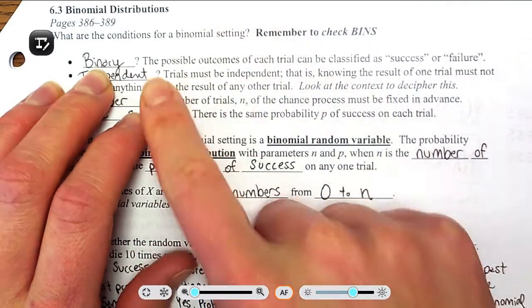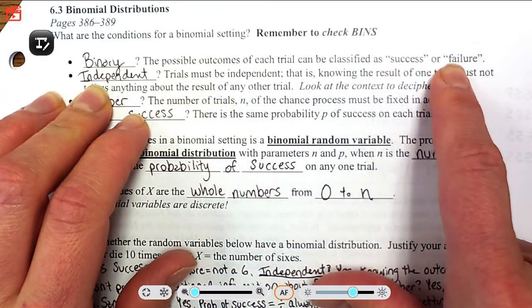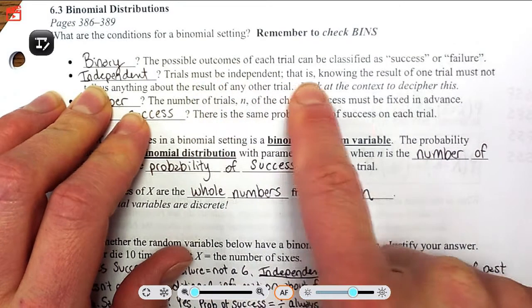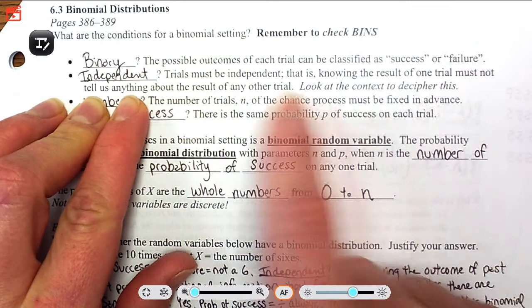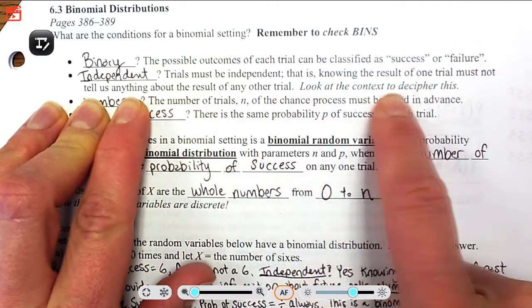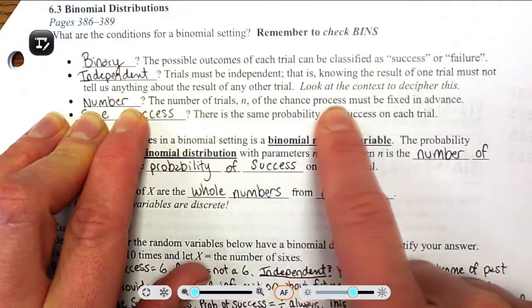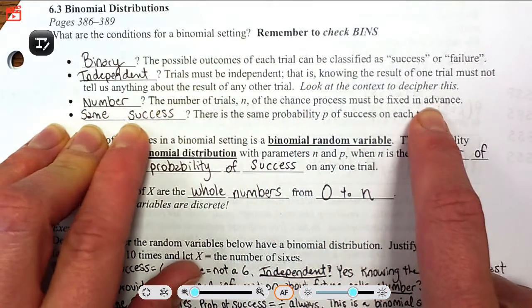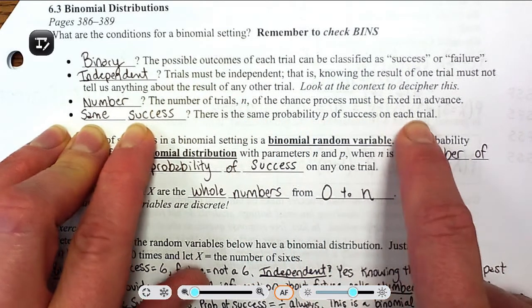So binary: the possible outcomes of each trial can be classified as success or failure. Independent: trials must be independent. That is, knowing the results of one trial must not tell us anything about the results of another trial. Look at the context to decipher this. Number: the number of trials n of the chance process must be fixed in advance. And same success: there's the same probability p of success on each trial.